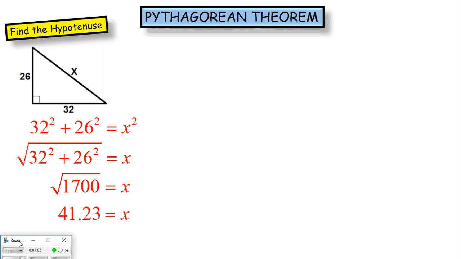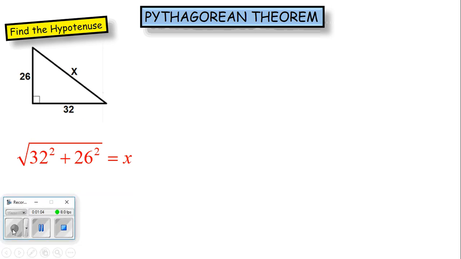Now, I want to focus on this part here, where basically it turns into a shortcut. If you do a couple of these problems, you realize you're just going to square the two legs, add them, and take the square root. That's what we always do to find x.